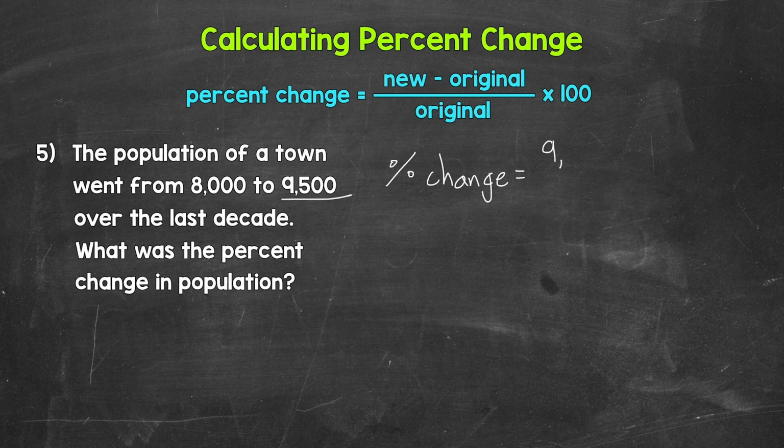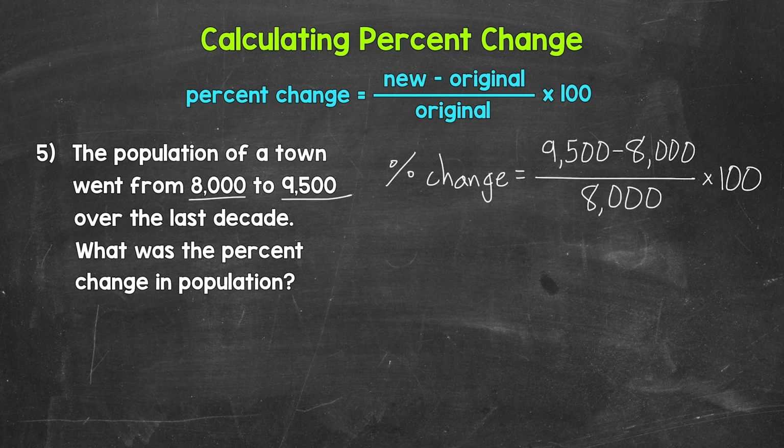So 9,500 minus the original value. That's 8,000. So the population started at 8,000 and went to 9,500 over the last decade. So let's subtract the original value, 8,000. And then we divide that by the original value, which again is 8,000. And then multiply by 100.